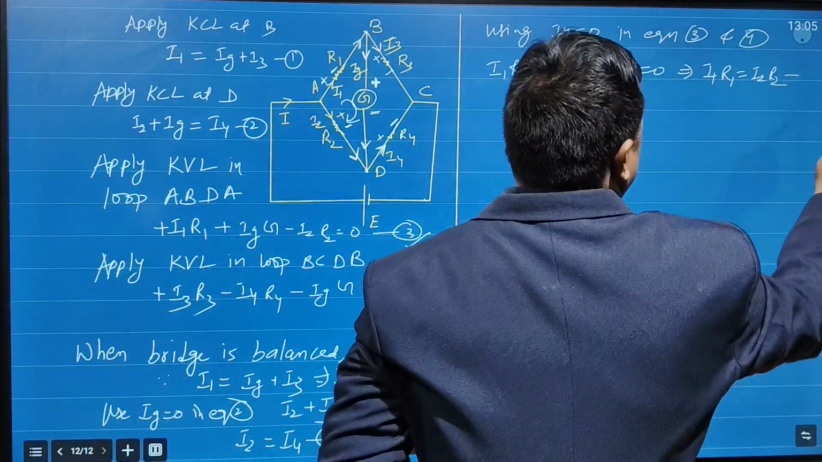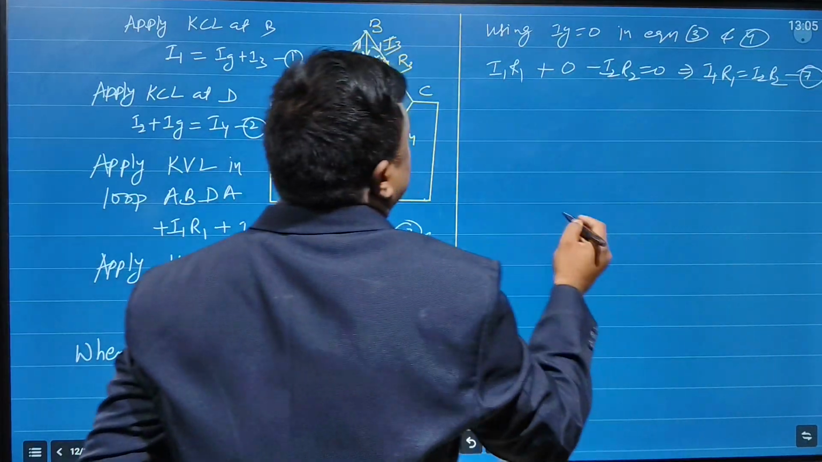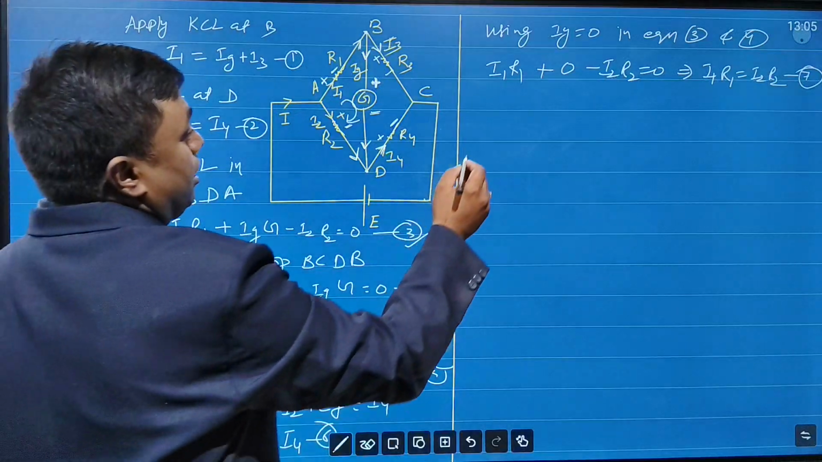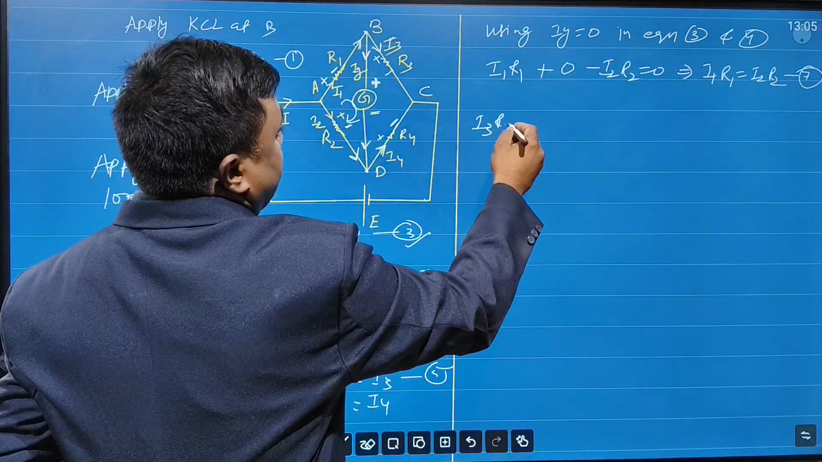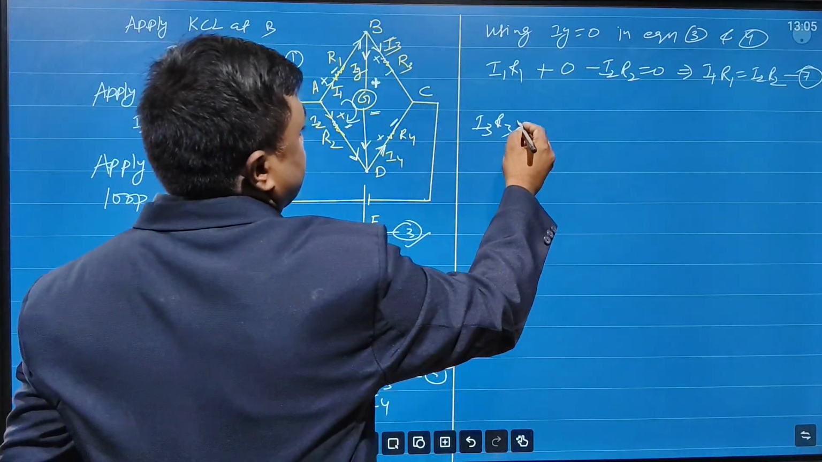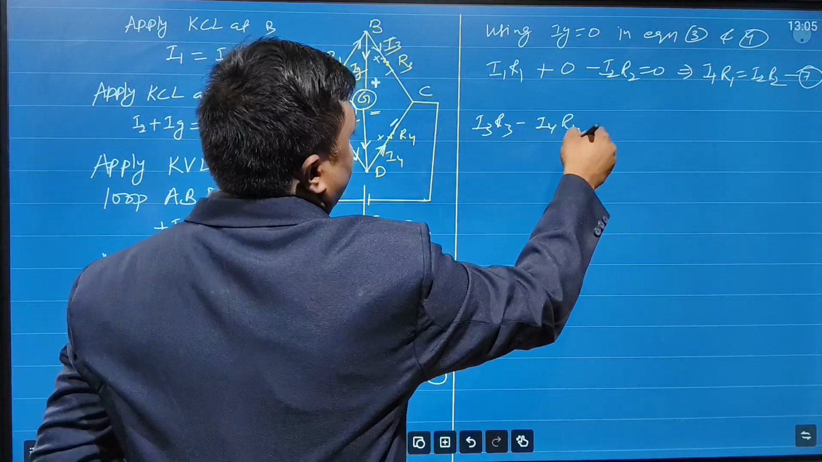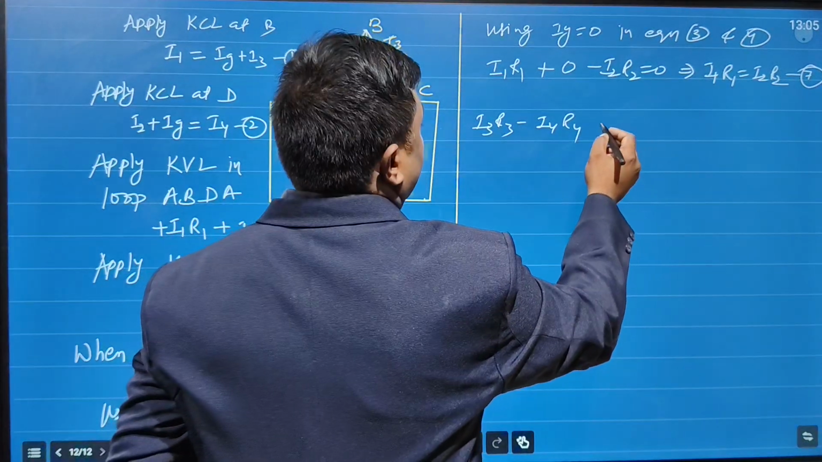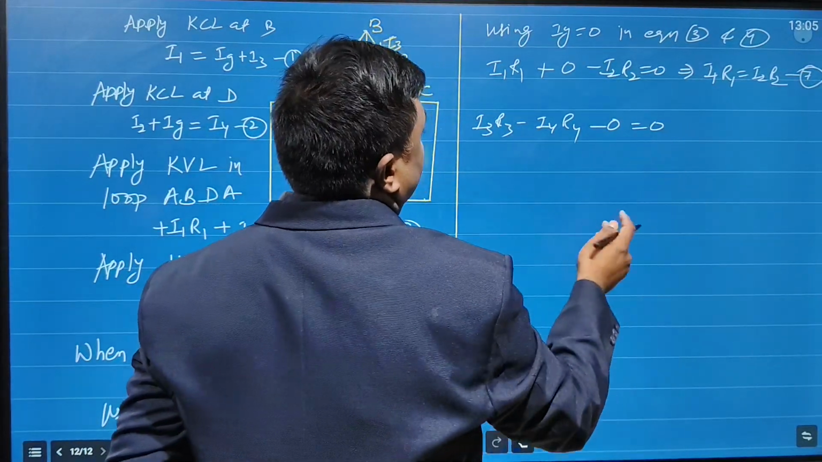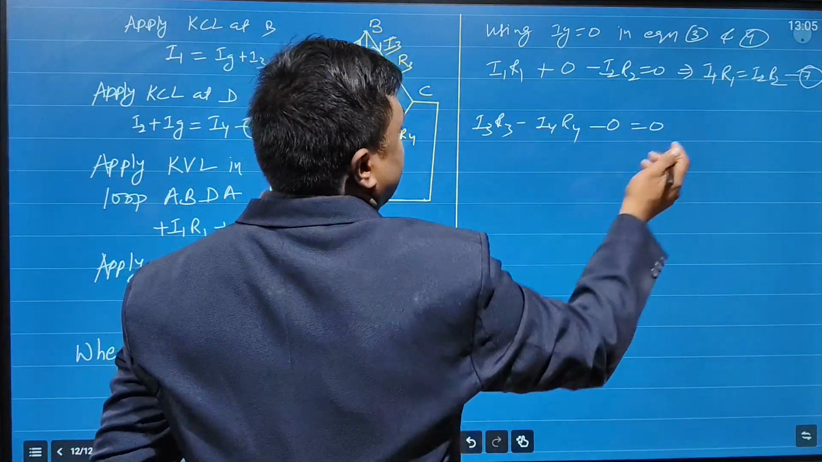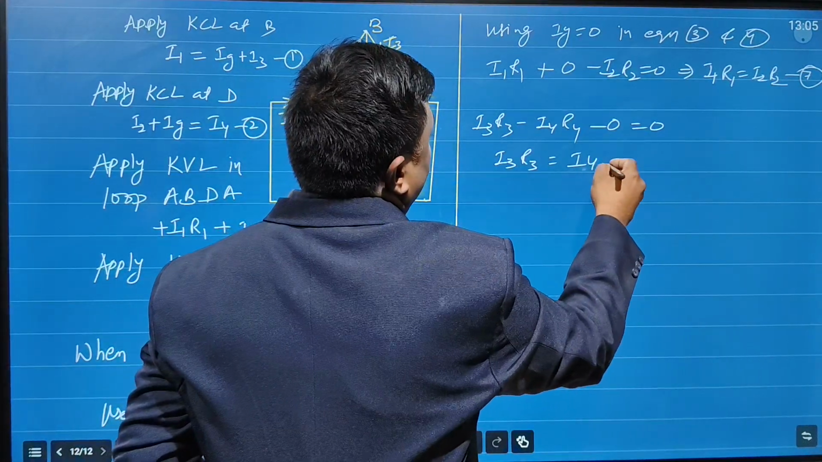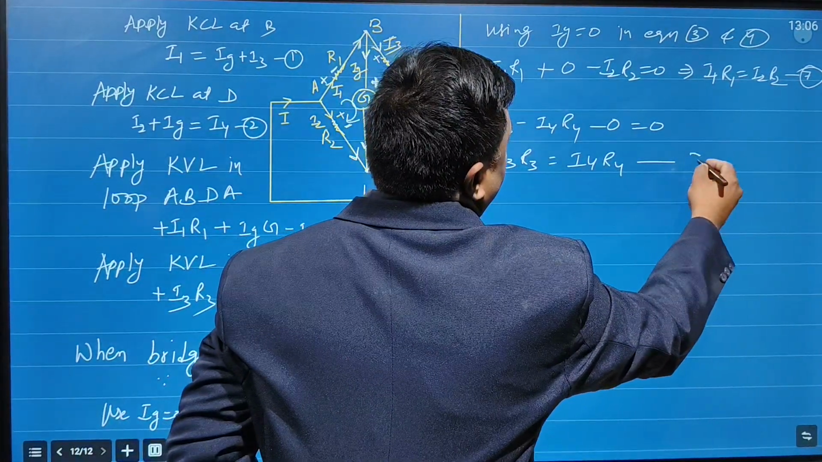This is equation 7. Similarly, in equation 4, you see I3 R3 minus I4 R4 minus Ig into G. Ig is 0, so it becomes minus 0 is equal to 0. Once you move this to the right hand side, we can write I3 R3 is equal to I4 R4. Let's take this as equation 8.